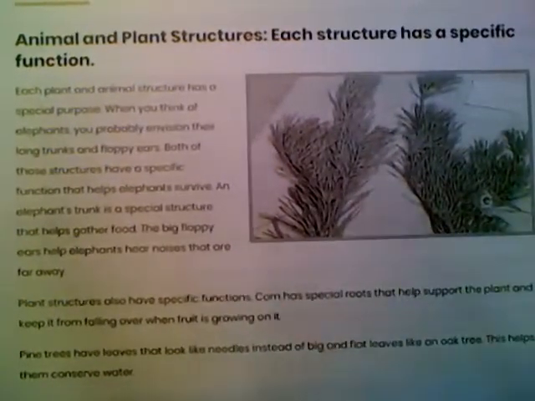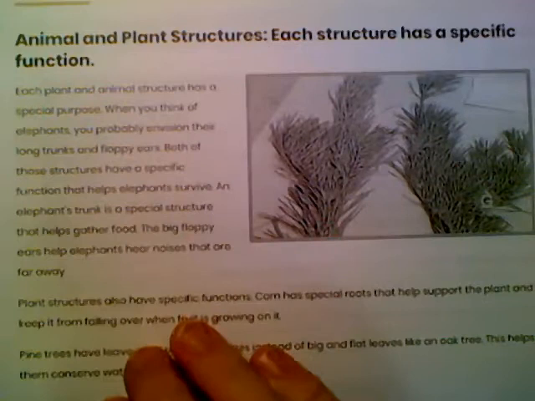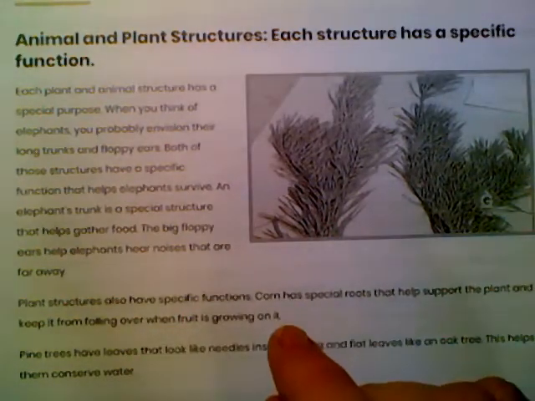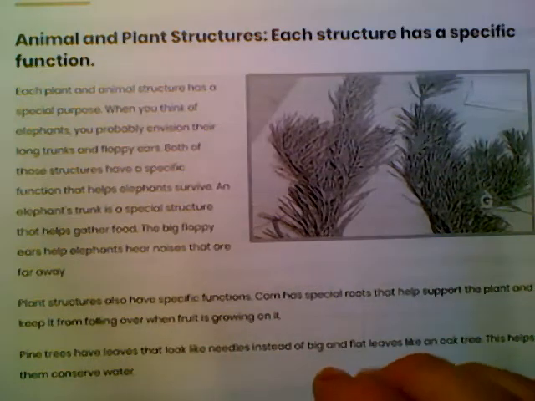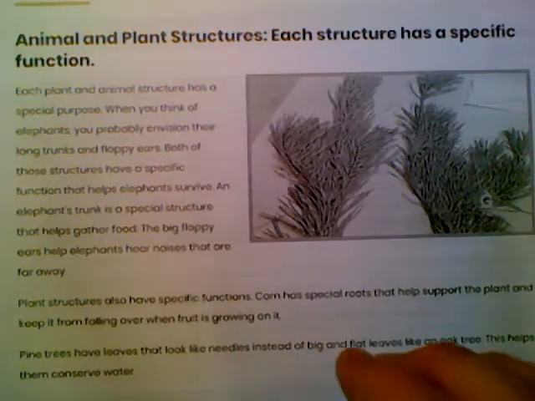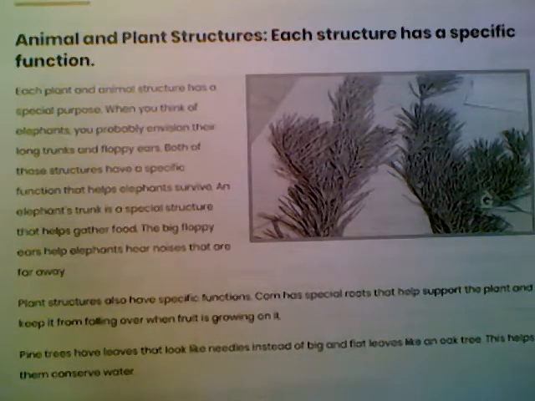The second article that you're going to be reading and taking some time with talks about functions, and this is the beginning of it here: animal and plant structures have functions. The functions will tell you what that does. It talks about elephants in this particular example, and it talks about corn, which actually has a special root structure that helps keep it from falling over when the heavy corn cob grows on it, so it doesn't just tip over and fall. It has special structure in its roots and other places to help it stand strong. Okay, it's going to talk about that in here. That's very interesting stuff.